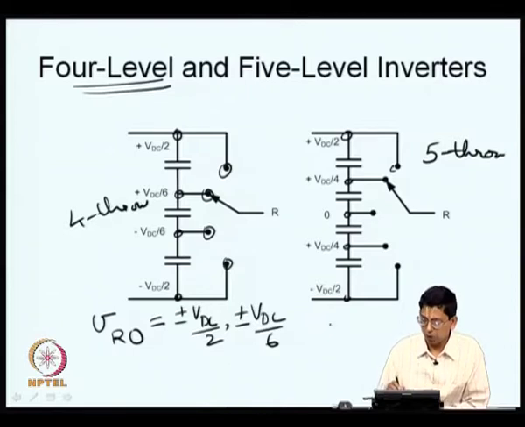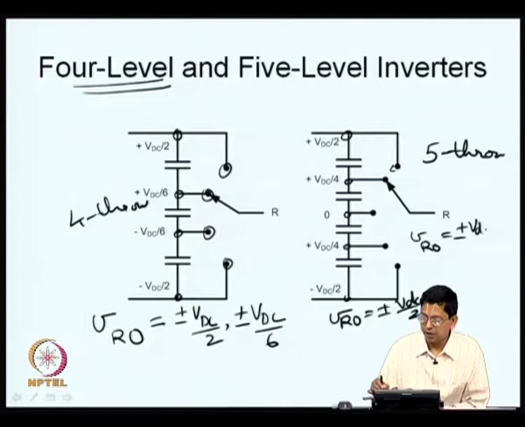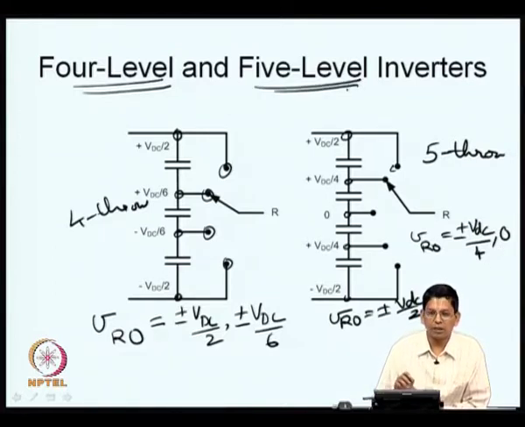So, here you have your VRO equal to several values. It is equal to plus or minus VDC by 2 as you would normally have in a 2 level inverter. In addition, VRO can take values of plus or minus VDC by 4 also if it is connected here or there, and of course, it can also take the value 0. So, it can take 5 different values: plus or minus VDC by 2, plus or minus VDC by 4 and 0. So, you call this a 5 level inverter now.